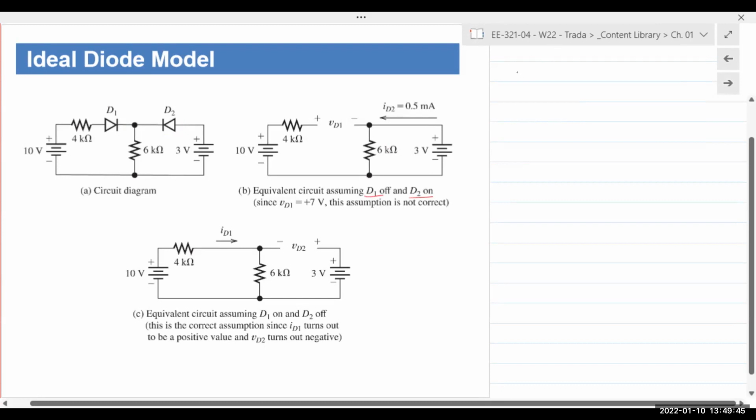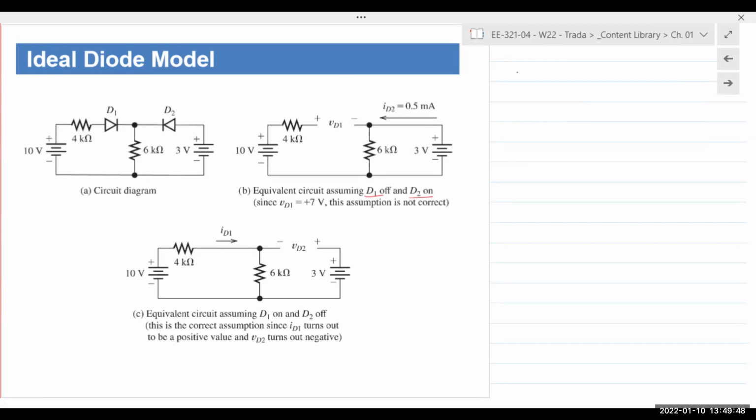now let's explain that assumption a little bit. I was going to go straight into the analysis, but let me explain the assumption. D1 anode is here, cathode is here. 10 volts right here, approximately 3 volts coming here. So the assumption is no matter what the voltage drop might be, if this is on, then the anode for D1 will always be higher than the cathode, right? So you would want to assume it to be on.